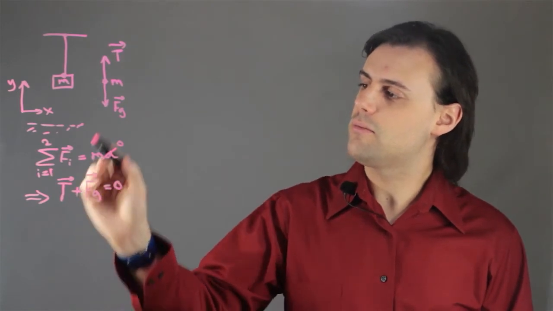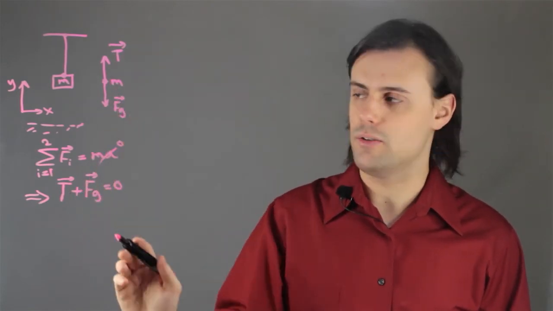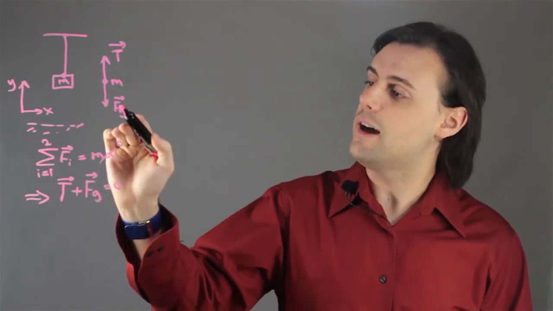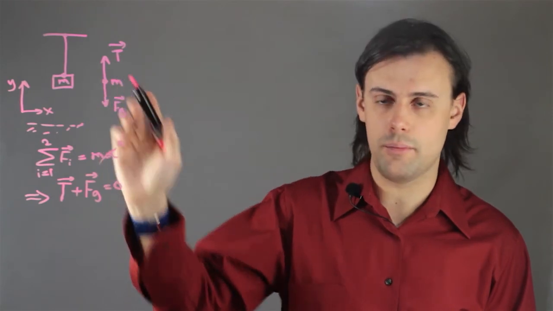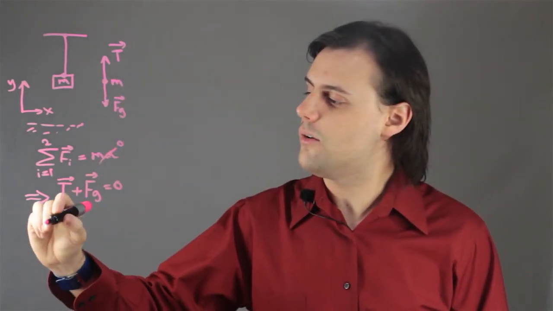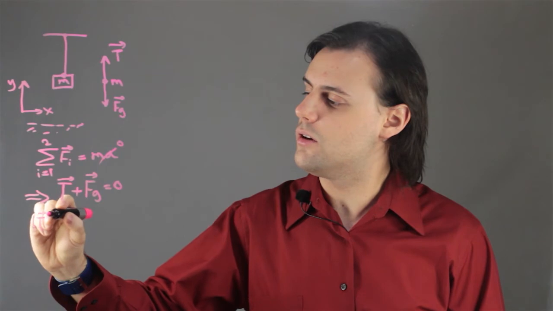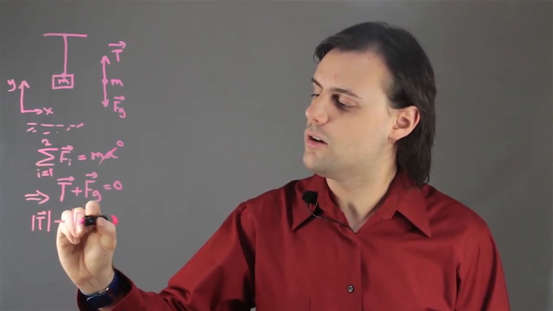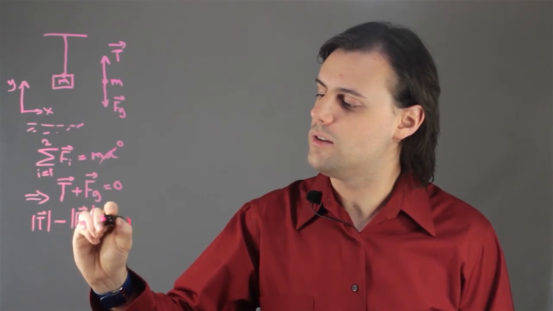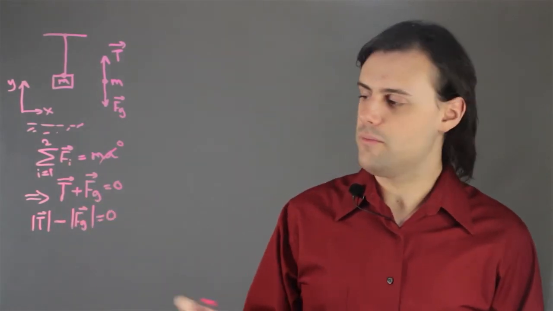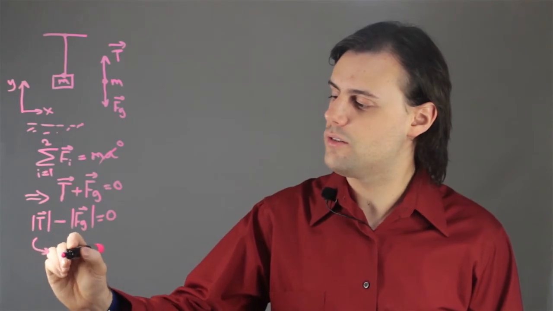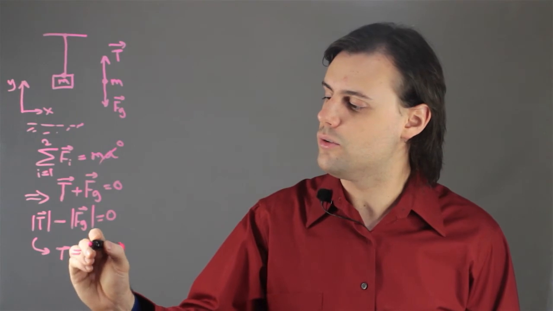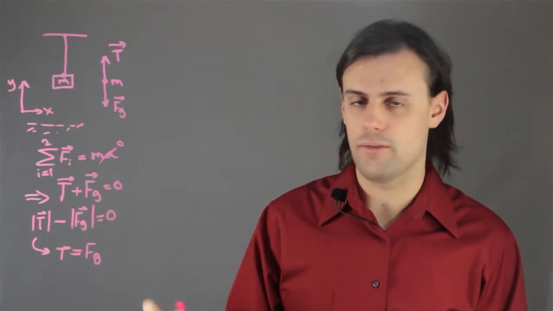Now, of course, if I'm interested in the magnitudes, then I have to take into account the fact that the gravitational force is acting opposite to the tension force. So I have the magnitude of the tension force minus the magnitude of the gravitational force is equal to 0. Therefore, the magnitude of the tension force, which I'll just refer to as T without the arrow on top, is equal to the magnitude of the gravitational force.